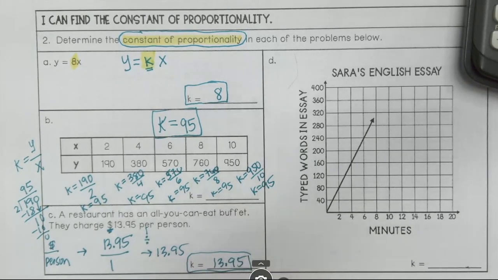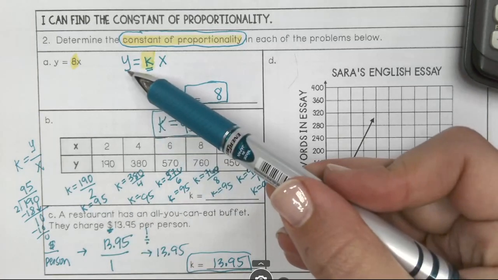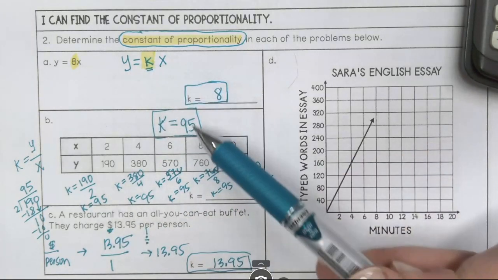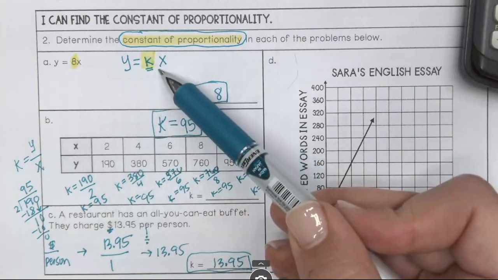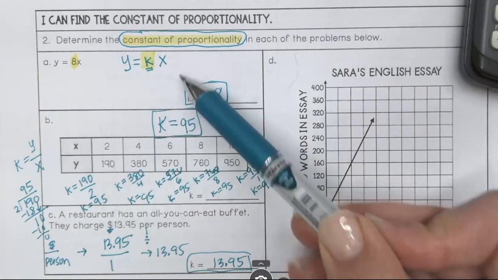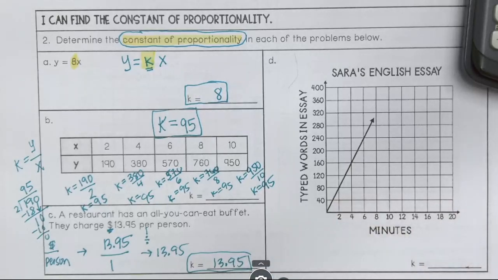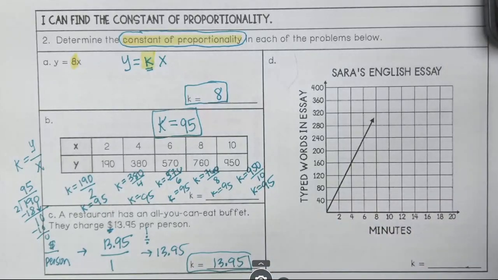So you're going to have some type of word problem probably on your test where you need to take the rate and use it to make k, and they might even ask you to make an equation out of it. Which again you would just put as y equals kx. So y equals 8x, y equals 95x, y equals 13.95x if they ask for an equation.